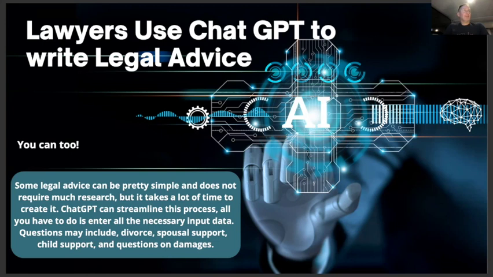Some legal advice can be pretty simple and doesn't take much research, but a lot of the time you need to spend many hours to create it. ChatGPT can streamline that process, and all you have to do is enter specific necessary input data. And you could ask it questions about divorce or spousal support or child support, about damages in civil litigation cases, and many, many more.